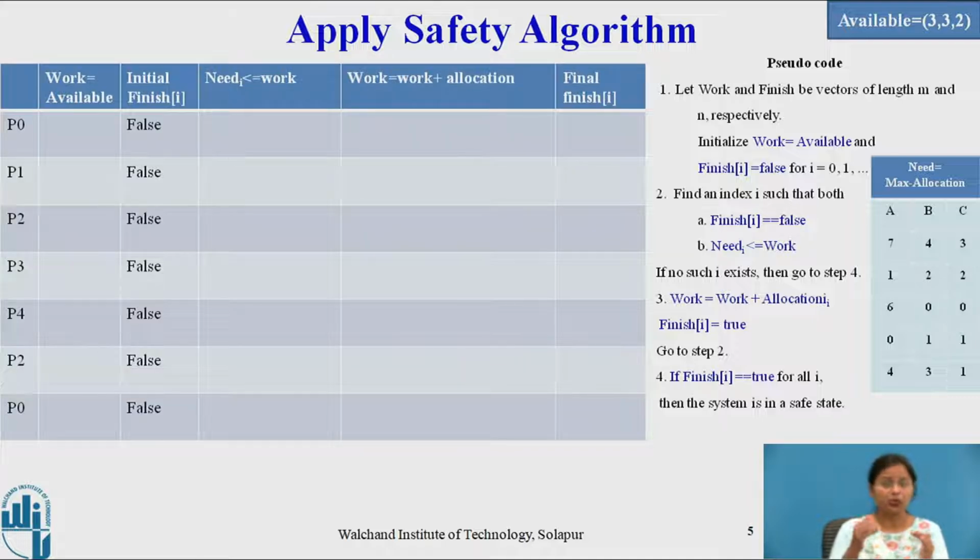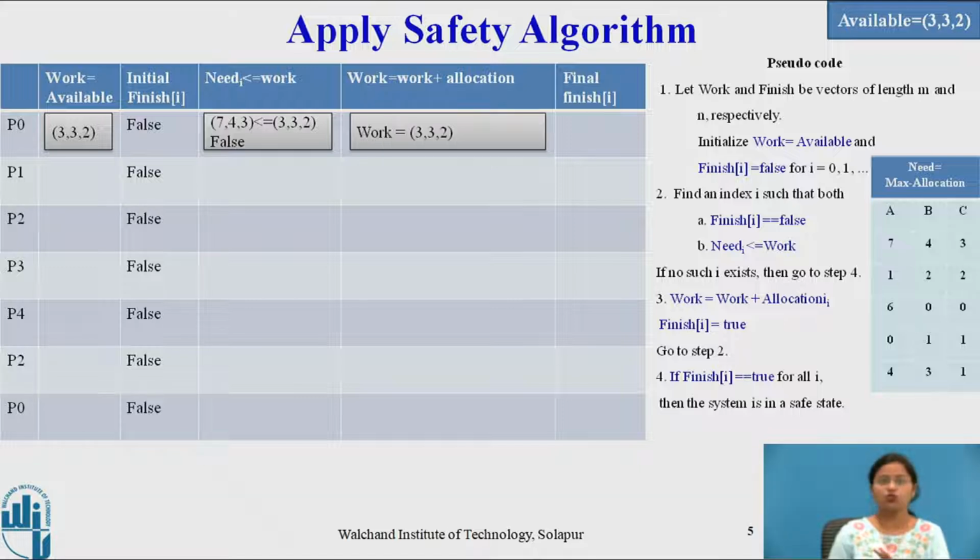To apply this safety algorithm here, I constructed one table for better understanding. So here work is initialized to available and all finish of i are initially false. So as shown here, for process P0, work is 332. Check need 743 for process P0, whether it is less than or equal to work, that is 332. Condition is false. So work will remain as it is, finish of i will remain false.